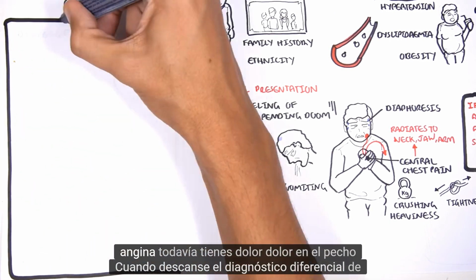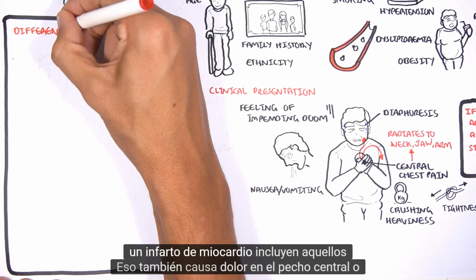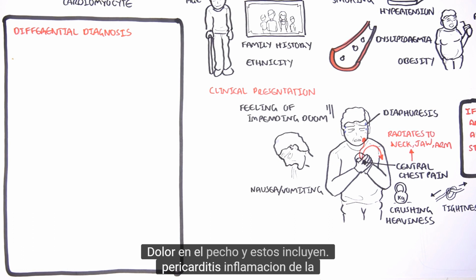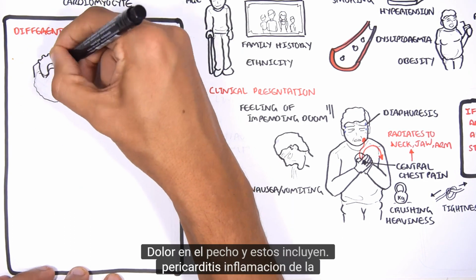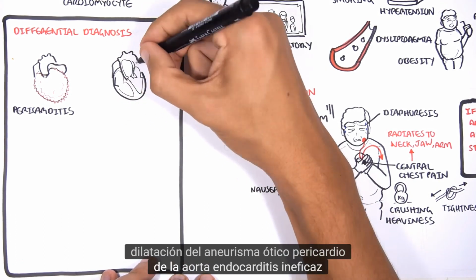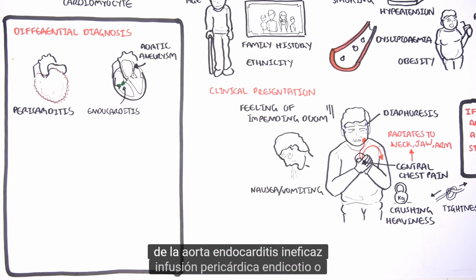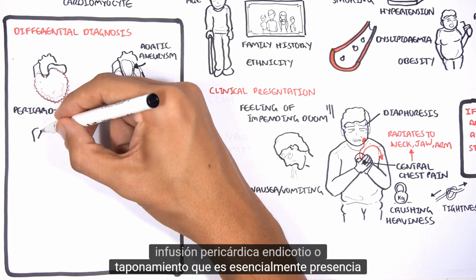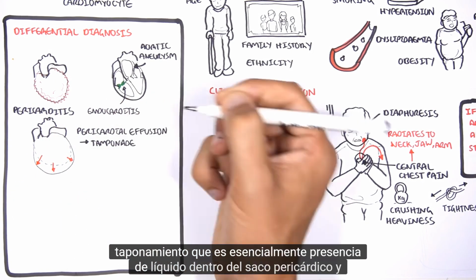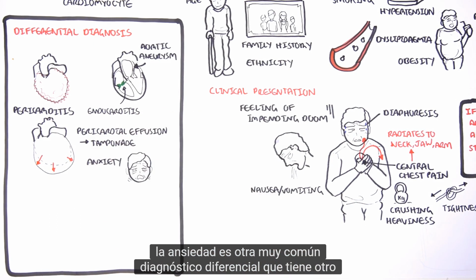Differential diagnosis of a myocardial infarction include those that cause also central chest pain or pain around the chest. And these include pericarditis, inflammation of the pericardium, aortic aneurysm, dilatation of the aorta, endocarditis, infective endocardium, pericardial effusion or tamponade, which is essentially presence of fluid within the pericardial sac, and anxiety is another very common differential diagnosis.